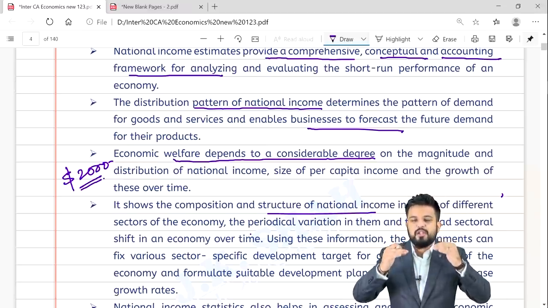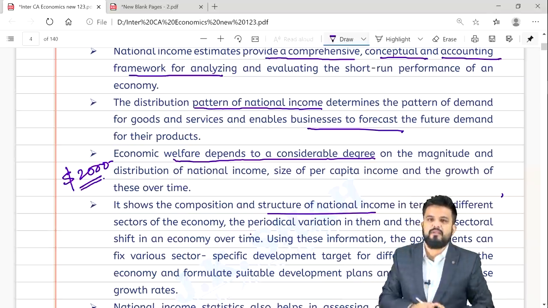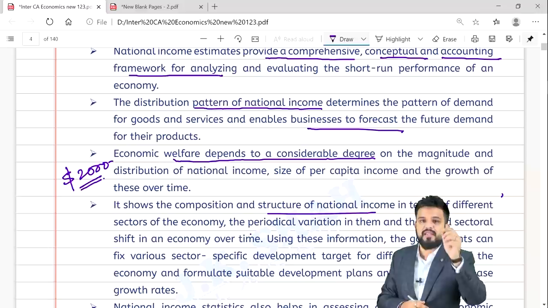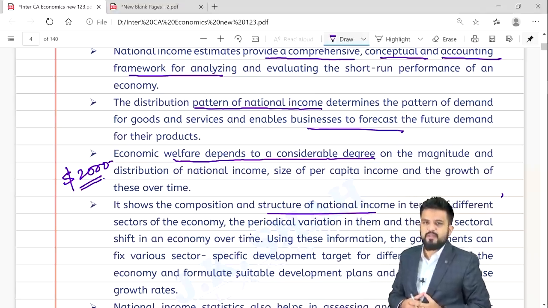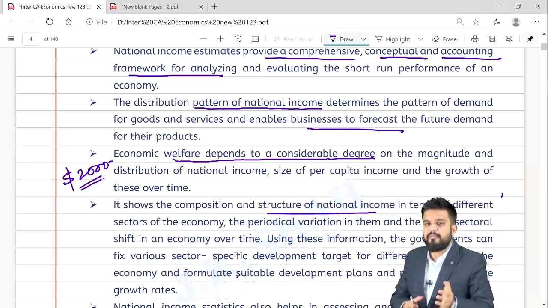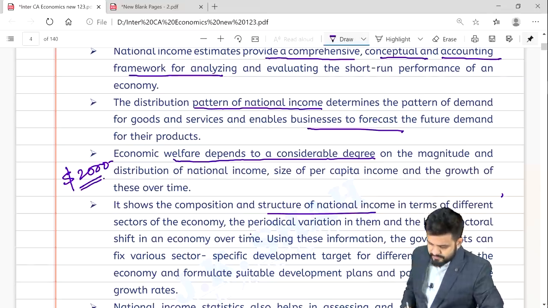So higher national income, higher per capita income, higher standard of living possible. And developed countries like France, UK, Germany, Japan, US, they are the best examples. So country having higher national income, standard of living is always high, higher per capita income.